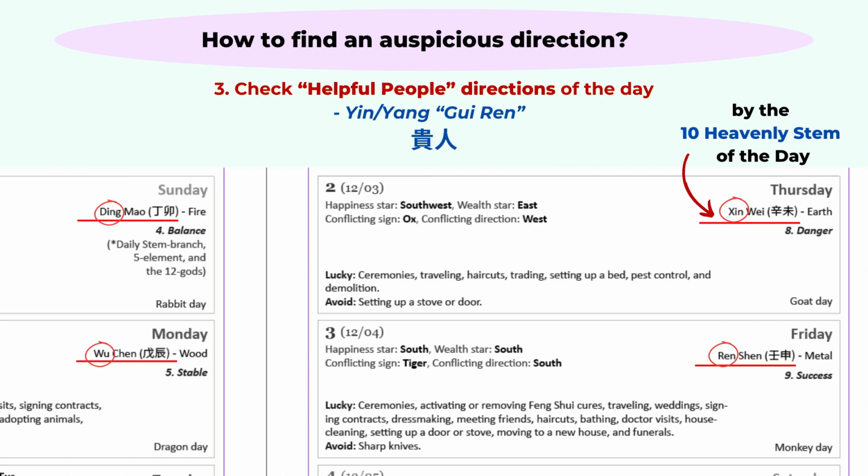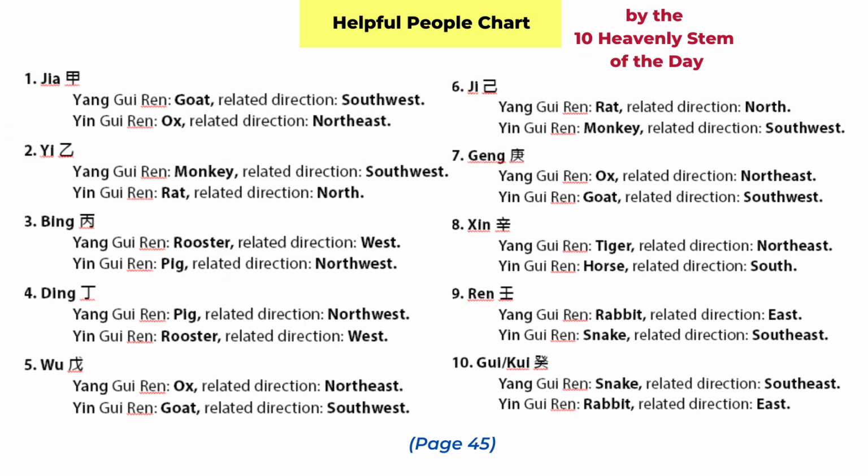The third way is to check your helpful people direction of the day. We talked about that in one of the previous videos. There are two types of helpful people. One is yin and one is yang. The yin is more of the hidden one or related to nighttime. To find the helpful people is by the 10 heavenly stem of the day. So when you look at the 60 combinations of each day, the first character is from the 10 heavenly stem. And you can refer to the helpful people chart.